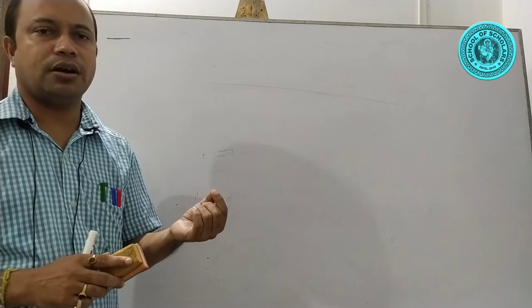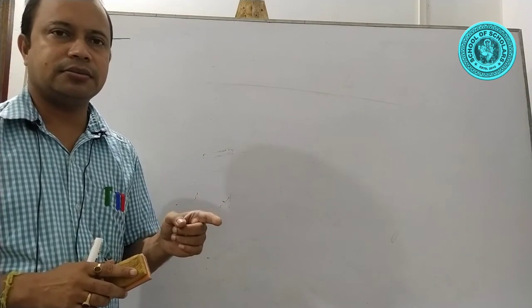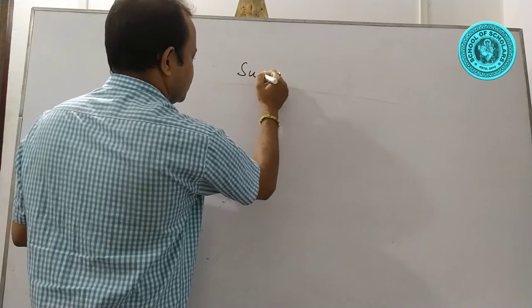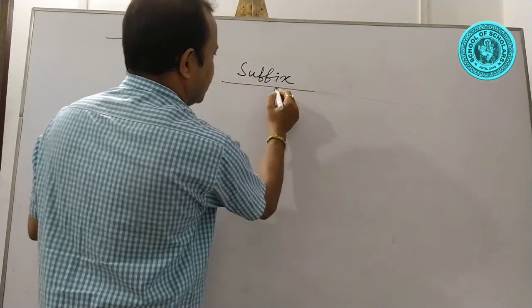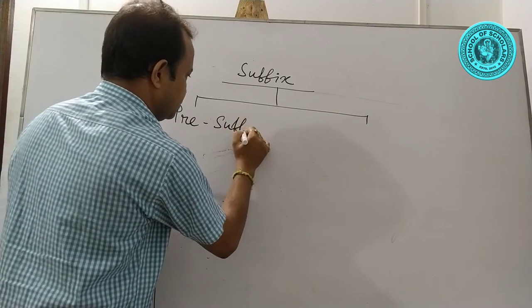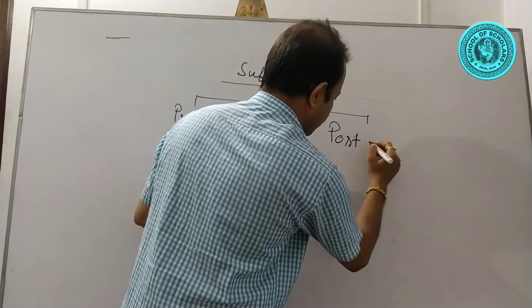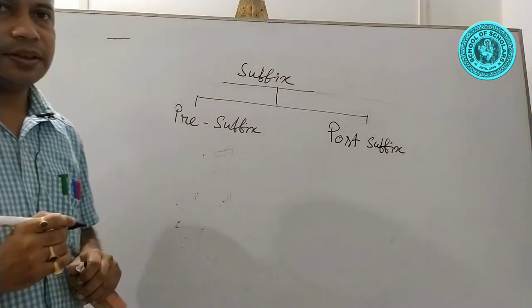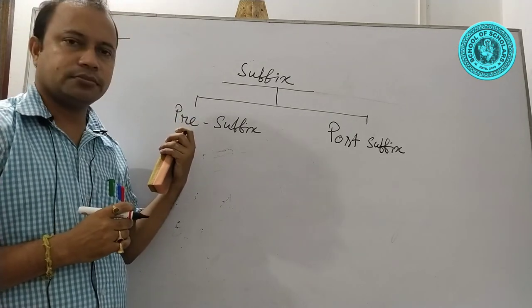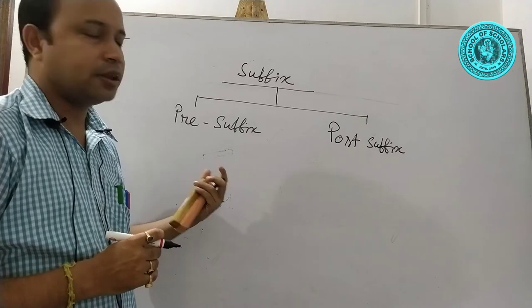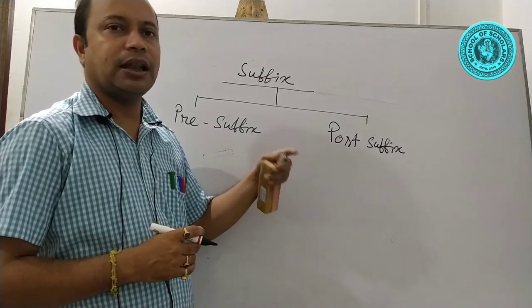A suffix is one kind of word, and this word is applied in biology to distinguish some specific meaning. I classified suffixes into two types: pre-suffix and post suffix. Pre-suffixes are generally added with the first part of the word, and post suffixes are added with the last part of the word.